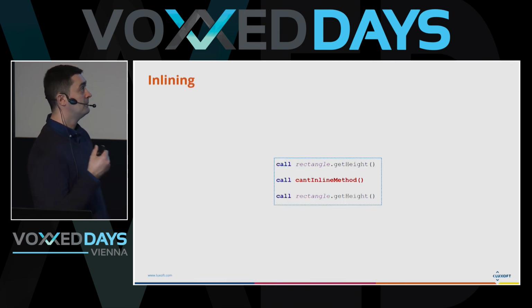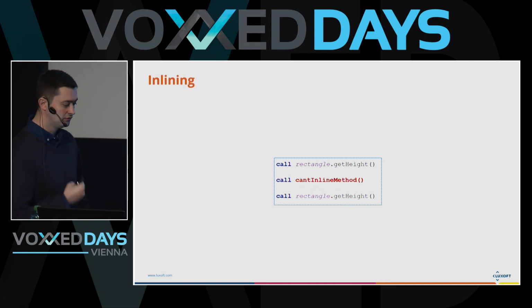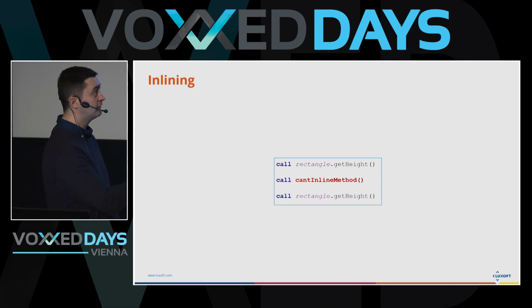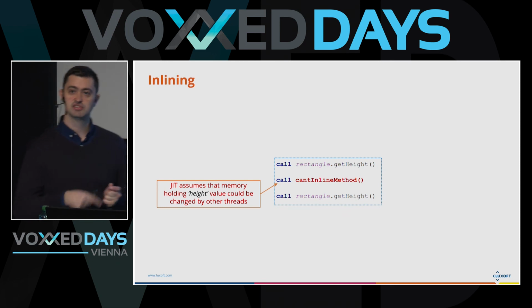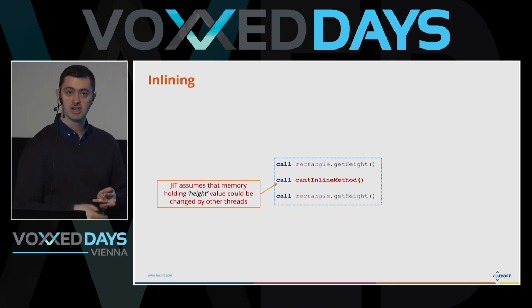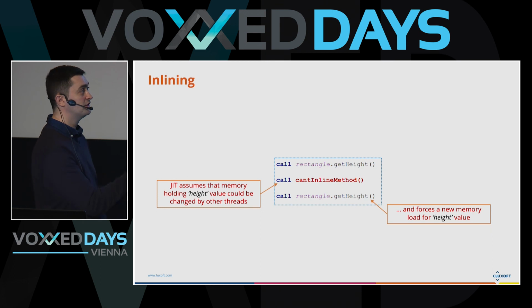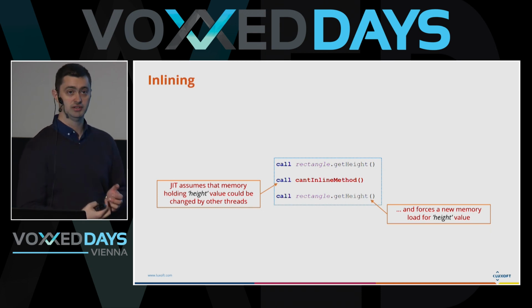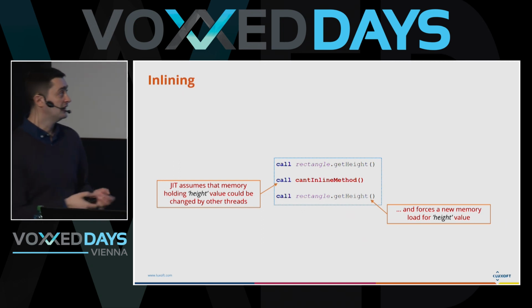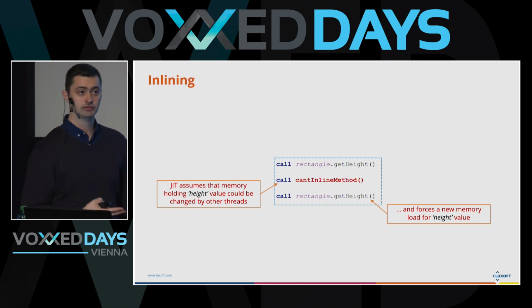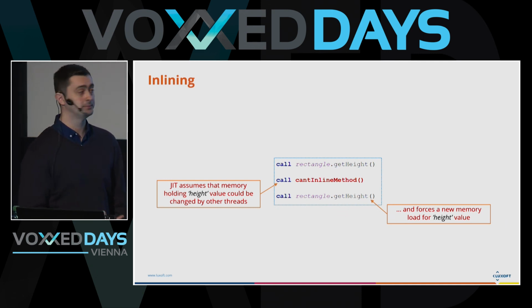Why is that? Putting it into a bit of generic context: if we have two memory retrievals, but in between we have a method that the just-in-time compiler can't inline, the compiler assumes that there might be other threads that change the memory. So it explicitly forces a new reload from main memory of this height value. That's why we have two calls for the height and two calls for the width.